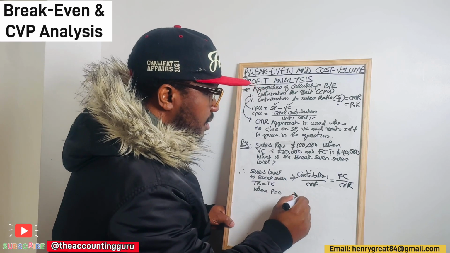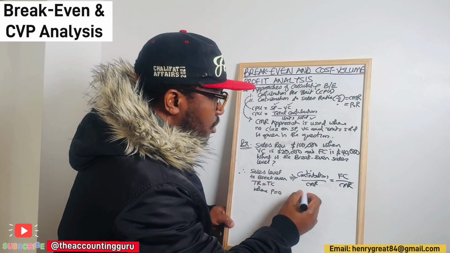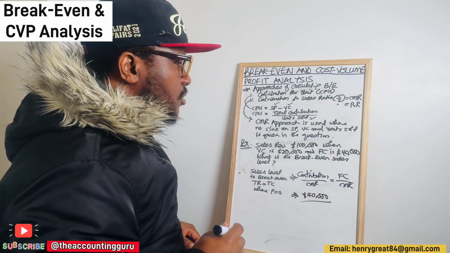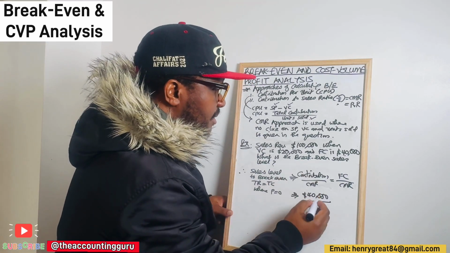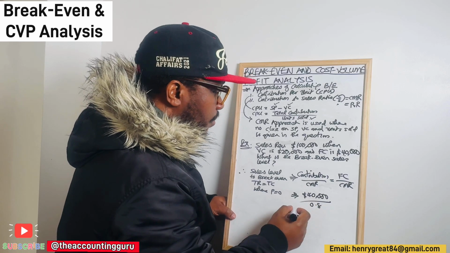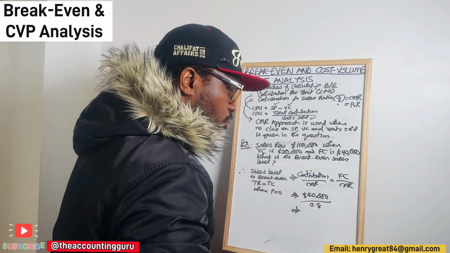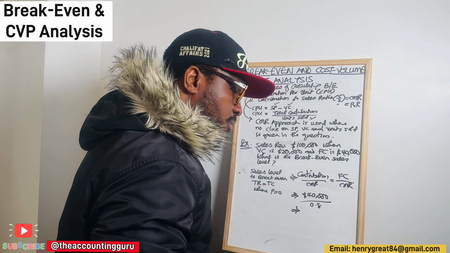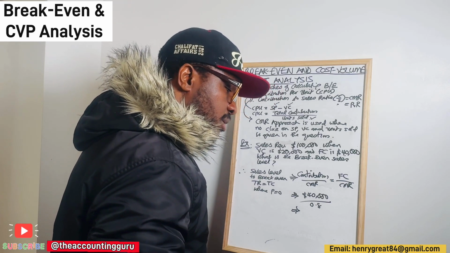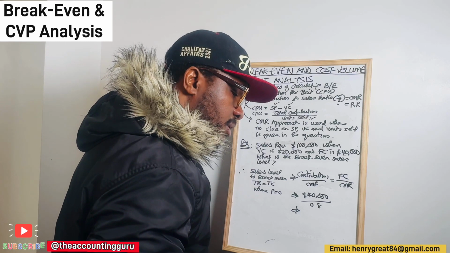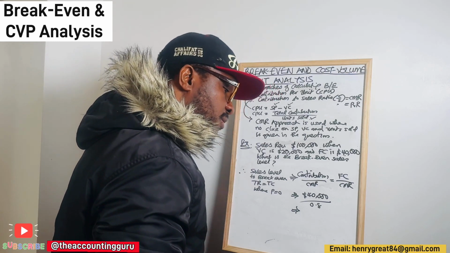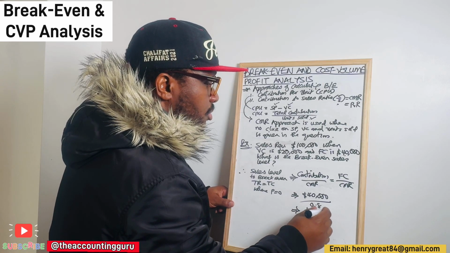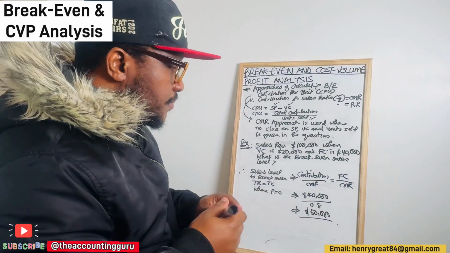So if this is the case, we have fixed cost to be $40,000 divided by CMR, which is 0.8. Please figure it out. What would the answer be? The answer would be 40,000 divided by 0.8. The answer would be $50,000. You just see that.